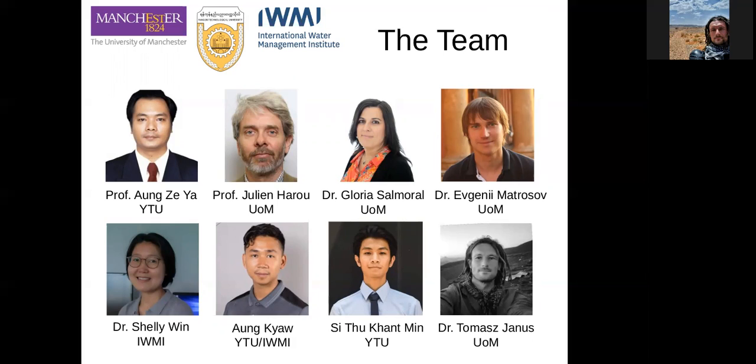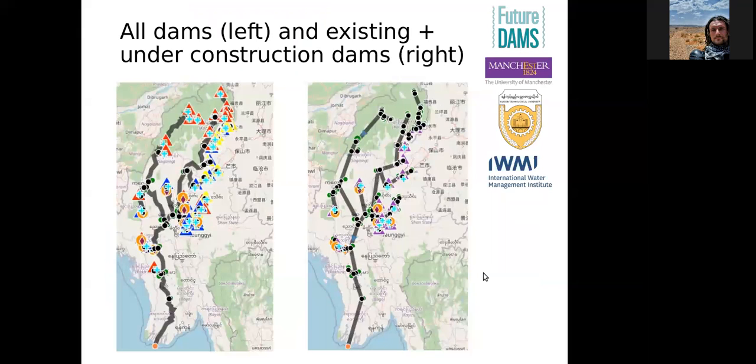We have two young but very ambitious members, Ong Jo, whom we call Jojo, and Situ Kan Min, whom we call C. And last but not least, myself, Dr. Tomasz Janus. So here are the photos, or the screenshots, rather, of the Myanmar network with all existing, proposed, and under construction dams.